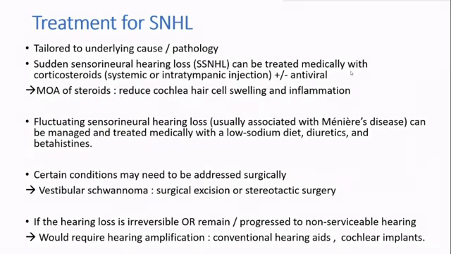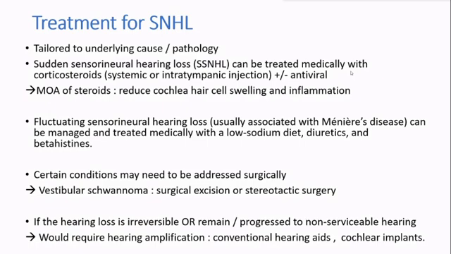Most of the time for sudden sensorineural hearing loss, we will prescribe the patient steroids. Most of the time we can treat the patient as an outpatient, so we give oral steroids. For some patients who have diabetes or live very far from the hospital, you might need to admit and give intravenous steroid therapy.